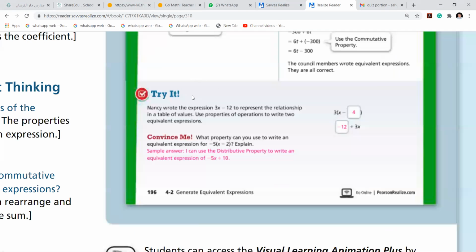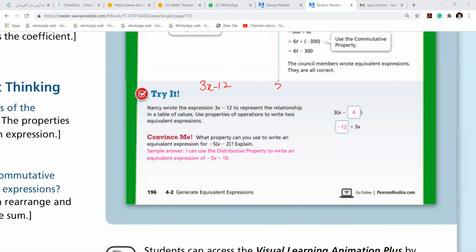Okay. Nancy wrote the expression 3x minus 12 to represent the relationship in a table of values. Using properties of operation, write 2 equivalent expressions. She wrote 3x minus 12, girls, and they say I want to write two equivalent expressions using properties of operation. I want to write one more expression, but the answer I must get is 3x minus 12. This is a very important and tricky question, girls.